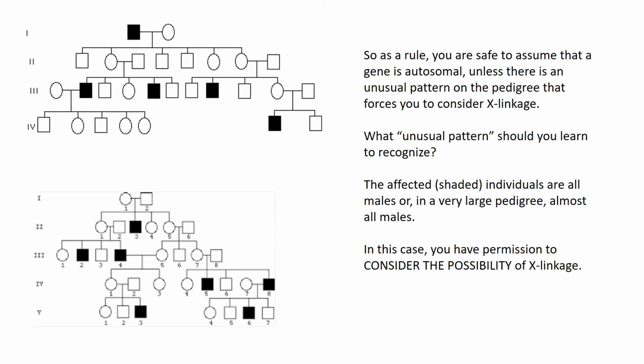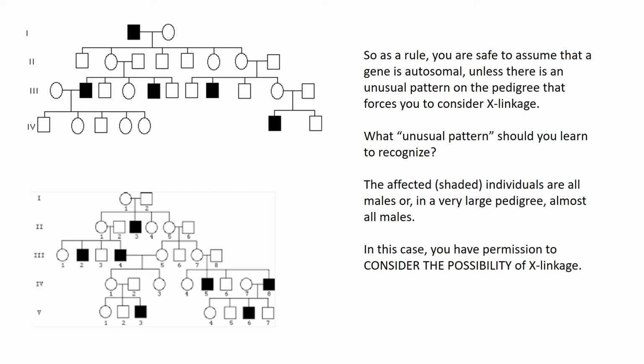So as a rule, you're safe to assume that a gene is autosomal. When you're looking at a pedigree, that's basically your default belief, that the gene is autosomal, unless there is an unusual pattern on the pedigree that compels you to consider X linkage.